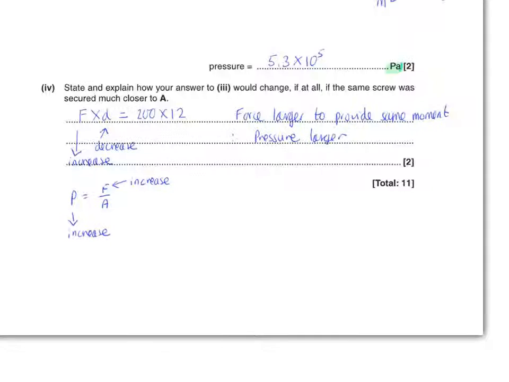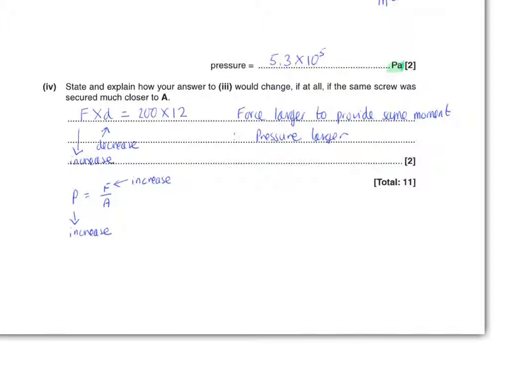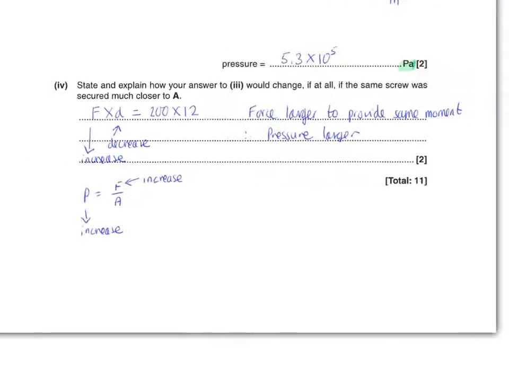And now to look at the overall situation and explain how your answer for the pressure would change if the same screw was secured closer to A. This is the equation that you had for the moments. You had the unknown force originally times a distance of 75 equal to the clockwise moment, the weight of the cupboard, times the distance to the pivot.